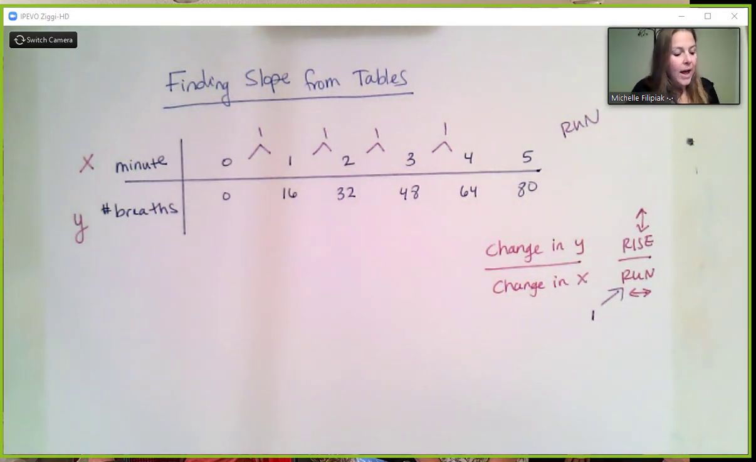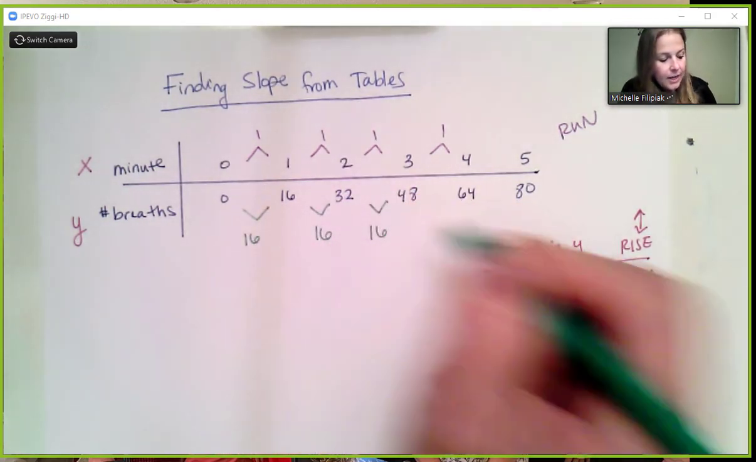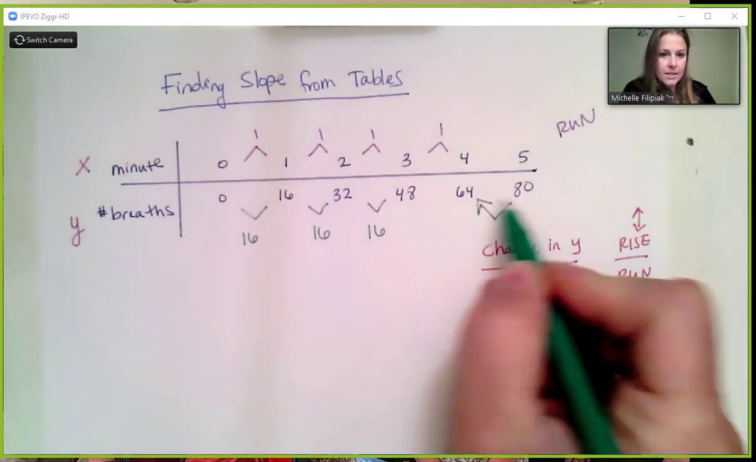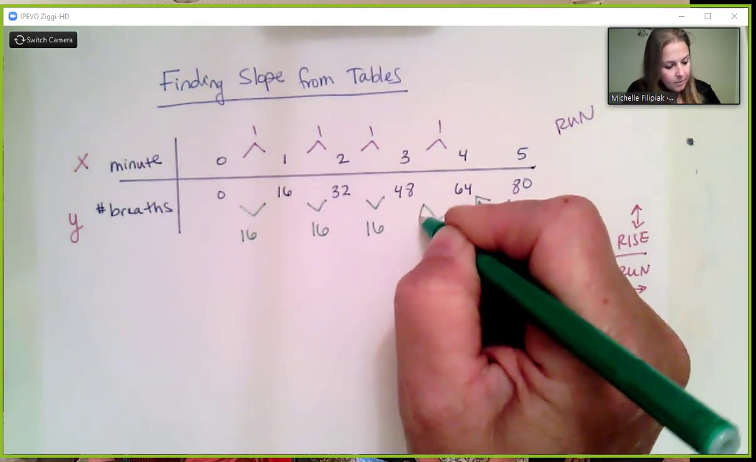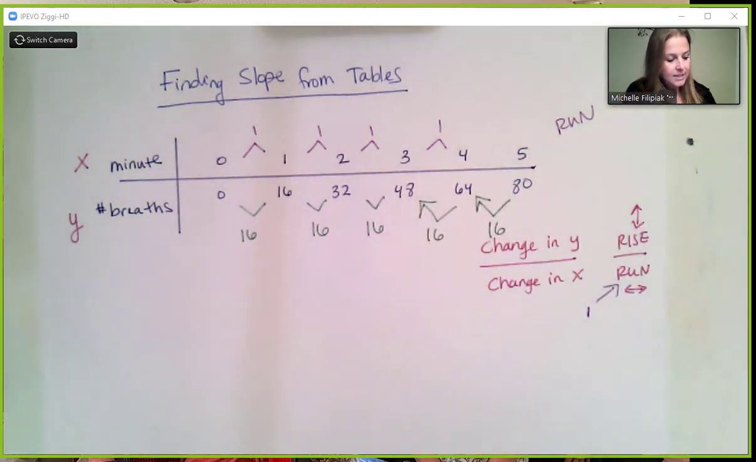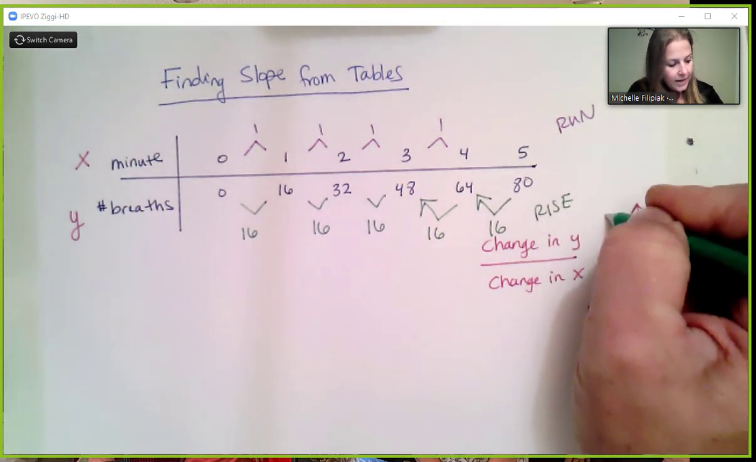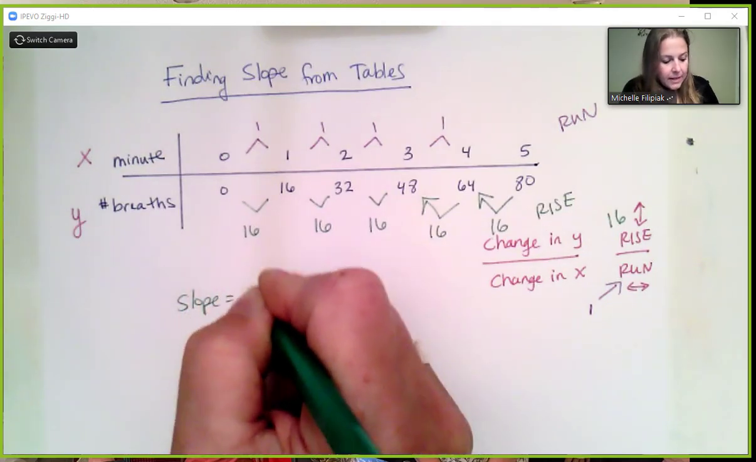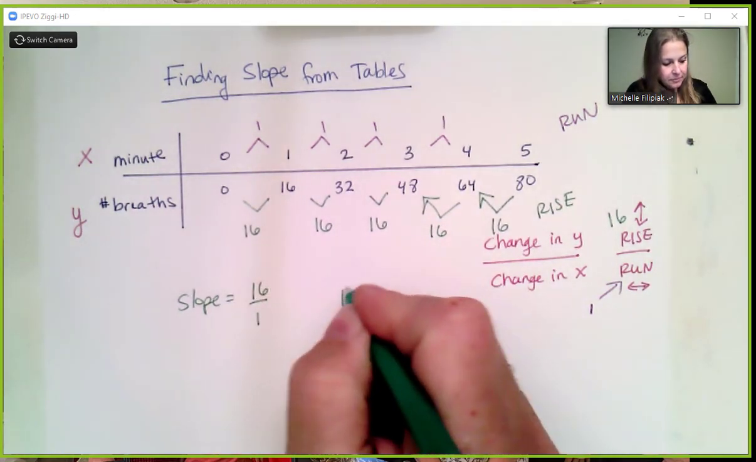And if you look at the y values, this is an increase of 16 every single time. If you don't know, you could put this in the calculator. You're subtracting the biggest from the one before, or the last entry. So each time 64 minus 48 is 16. So 16 is the rise. So your slope is 16 over 1. So your unit rate is 16 breaths per minute.